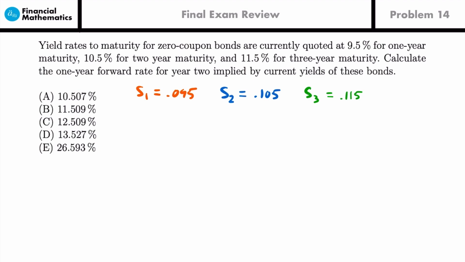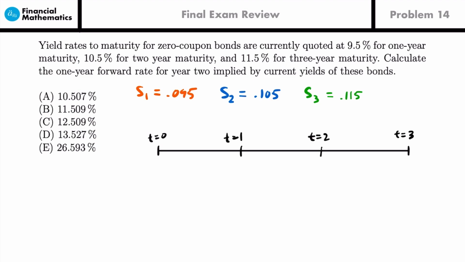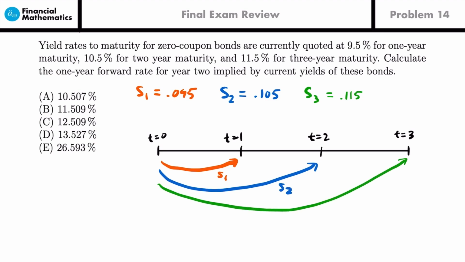Now, if we draw a timeline here to sort of visualize where these spot rates are and then what forward rate we want to find, if this is time equals 0 and this is time equals 3, then this will be time 1 and time 2. S sub 1 will generate interest for a 1-year term like this. S sub 2 will generate interest for a 2-year term like this, and S sub 3 will generate interest for a 3-year term like that, okay?